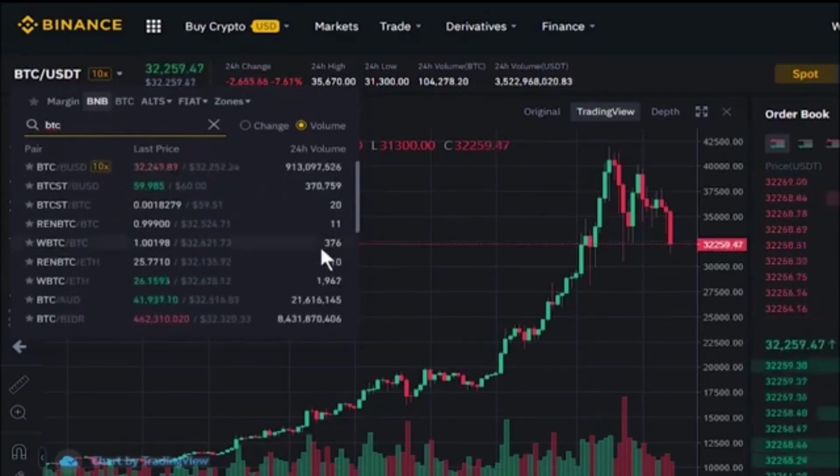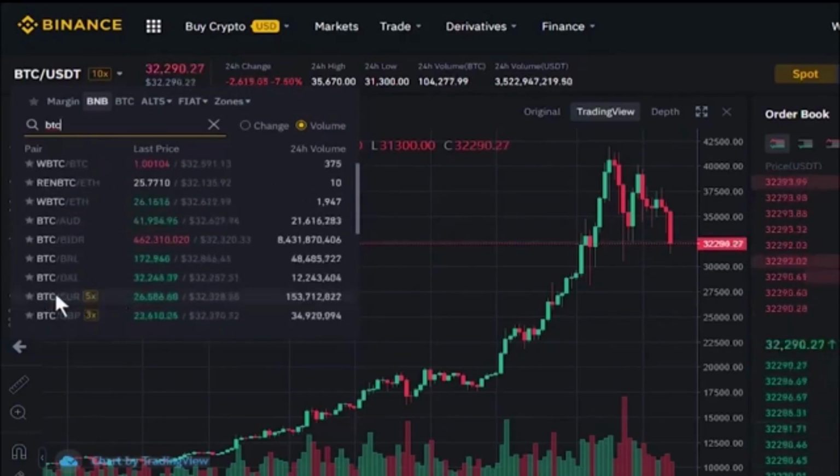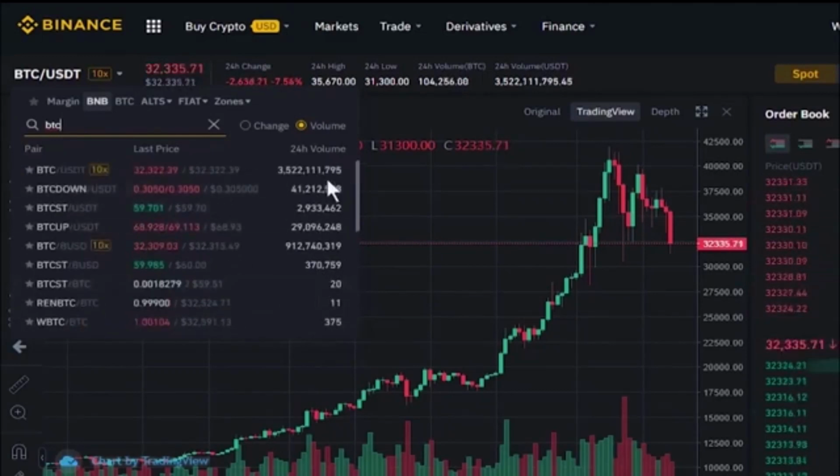Or for example, for Bitcoin to Euro, as you can see here, it's $153 million, or for British pound is something like $34 million. So you can clearly see that Bitcoin to Tether has more trading volume compared to other stable coins or fiat currencies. You can also trade your coins in terms of other coins.